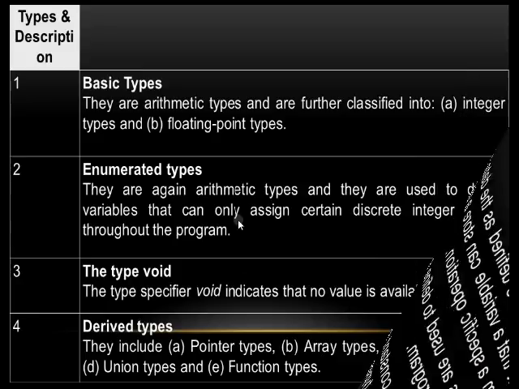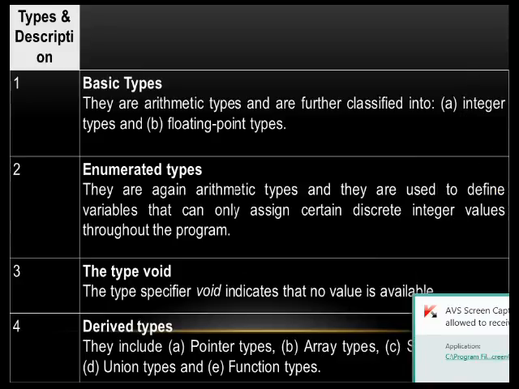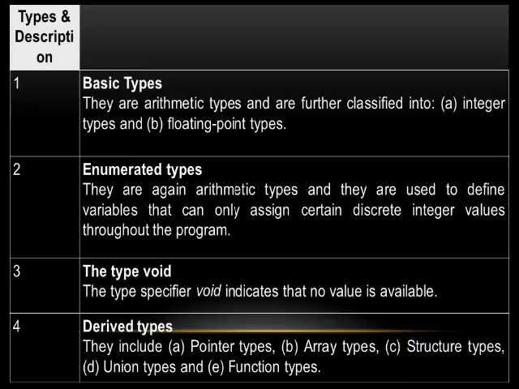So next we are going to learn about different types of data types and their description. Here there are 4 different types of data types: basic type, enumerated type, type void, and derived type. Basic type is arithmetic type, which is divided into 2: integer type and floating point type. Second is enumerated type. These are also arithmetic types. They are used to define variables that can only be assigned discrete integer values throughout the program.